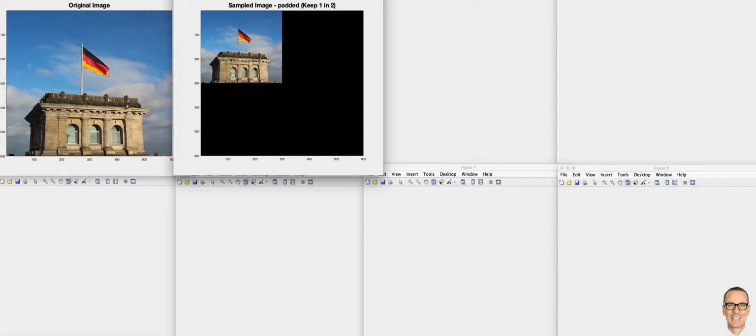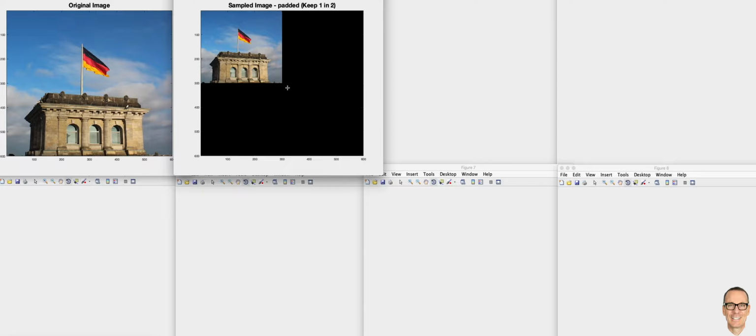We're going to look at an introduction to image processing with the 2D Fourier transform. And here's an image that I took on my recent holiday, and I'm showing the sampled version where we've kept one in every two rows and columns. I've padded it so that it shows a black region, to highlight the fact that it started out as being 600 by 600, and now we only have 300 by 300.